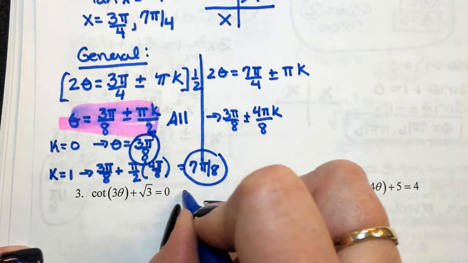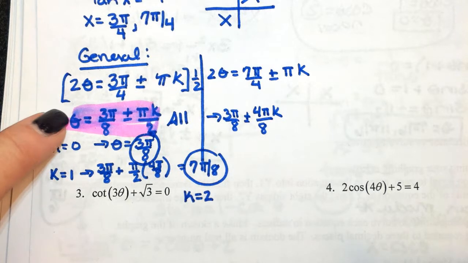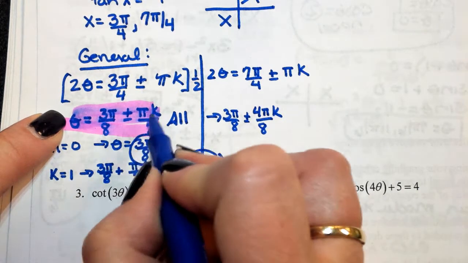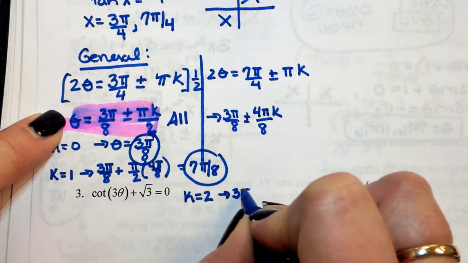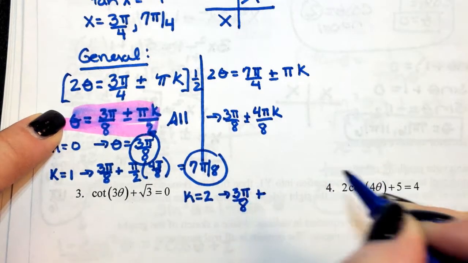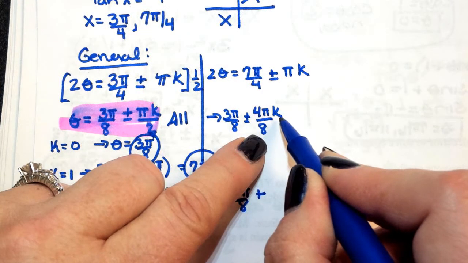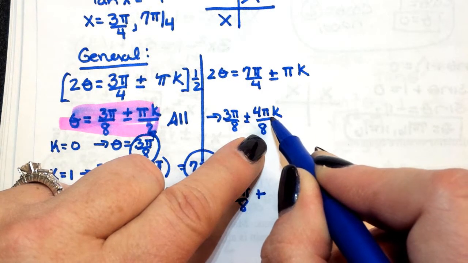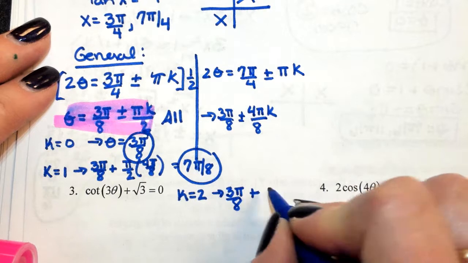So now let me plug in 2. Again, all I'm doing is I'm plugging these values back into this highlighted general formula. So k is equal to 2. So 3 pi over 8 plus. Now again, remember it's 4 pi over 8 times k. So what is 4 pi over 8 times 2? It's going to be 8 pi over 8.